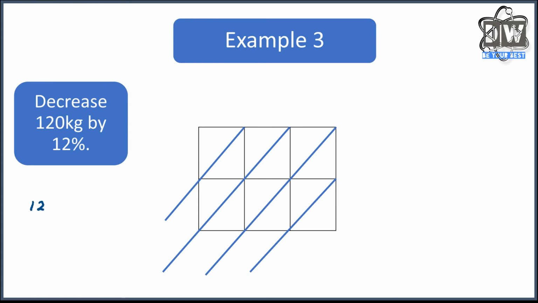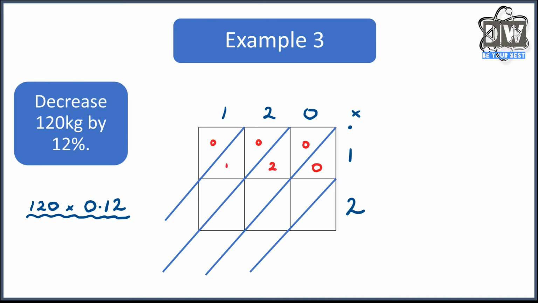So here we go. It's 120 timesing by 0.12. Let's put that into the lattice method here. 120 on the top, timesing by 0.12. 0 times 1 is 0. 1 times 2 is 2. 1 times 1 is 1. 0 times 2 is 0. 2 times 2 is 4. And 1 times 2 is 2.